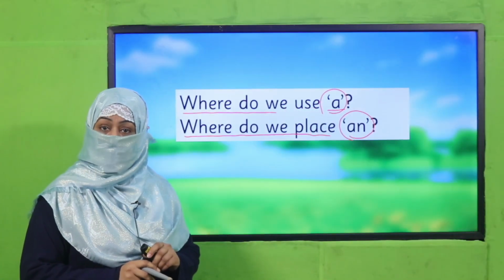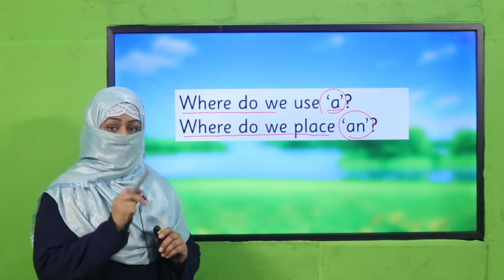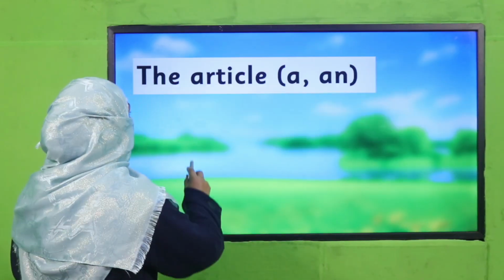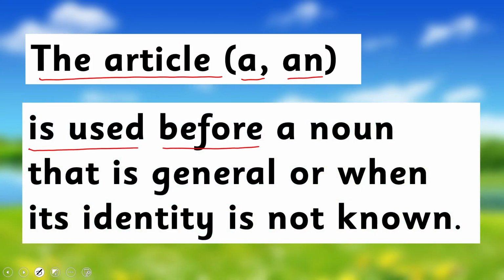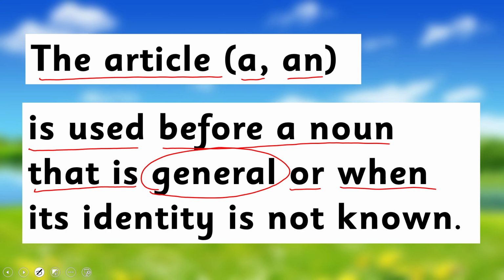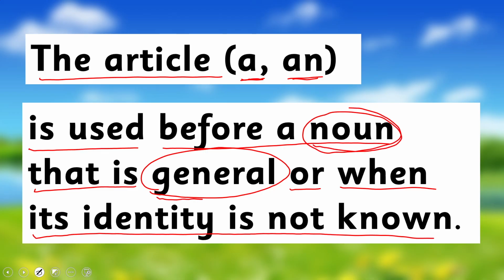Yes, my dear children, I hope you could recall and you told your teacher correctly that the articles a and an are used before a noun that is general or when its identity is not known. Okay, so first of all, we use a and an to refer to one, and one what? Any noun, that can be any naming word, which is general. There is no specification. Are you getting it?